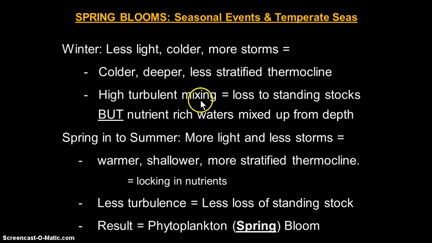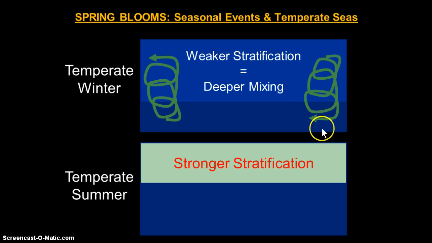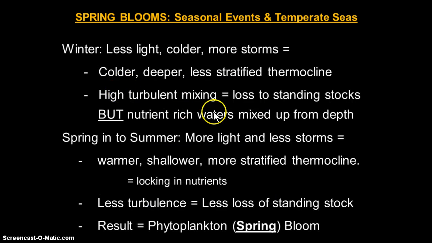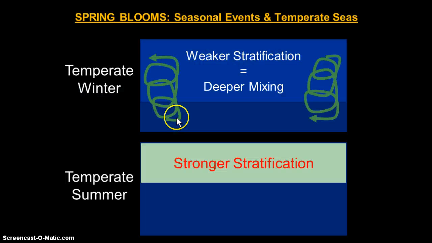High turbulent mixing, right? So we get this mixing that mixes much deeper and breaks through the thermocline so that we can have nutrients being brought up. The other thing that the high turbulent mixing does, though, is cause high loss to standing stocks. Okay, so that's the other reason.